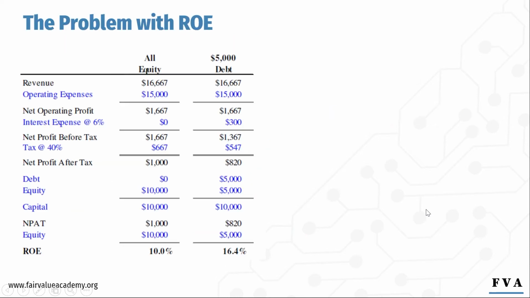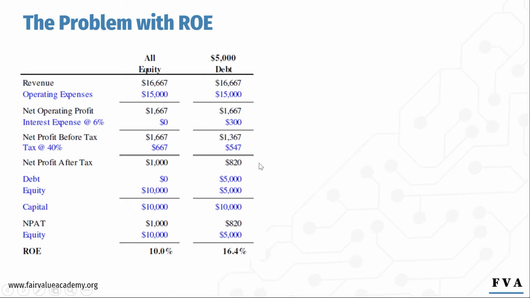Let me illustrate in this example. In this scenario, we have two identical companies in terms of revenue and operating profits. The only difference between these two companies is its capital structure. This company has 100% equity financing, whereas this company has 50% debt and 50% equity financing. As a result, this company has to pay interest of $300. However, the tax authority allows interest expense to be deductible when you calculate taxable income. So hence, there's a $120 tax saving, as you can see here.